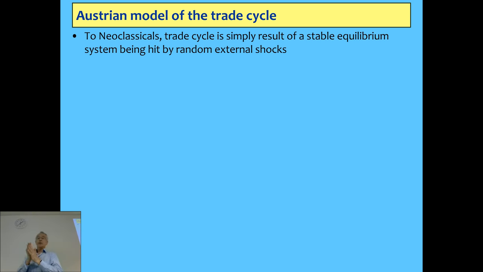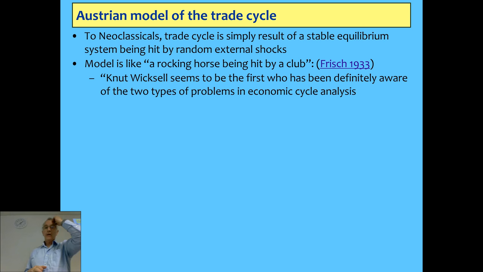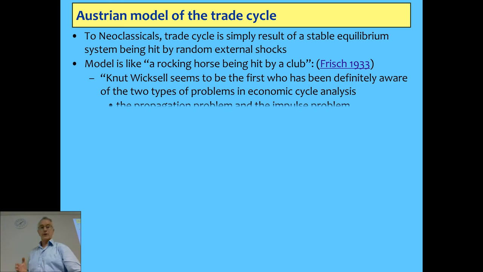Their analogy, and I think I've got it here, is actually a rocking horse. They say if you imagine you have a rocking horse, you know what a rocking horse is? Pretty old-fashioned kids technology, but, you know, a horse on a curved set of decorative legs. If you hit that with a club, it'll rock backwards and forwards. That's an uneven shock, and what the thing will do is slowly rock back to equilibrium again. And that's the sort of vision that the neoclassicals have.